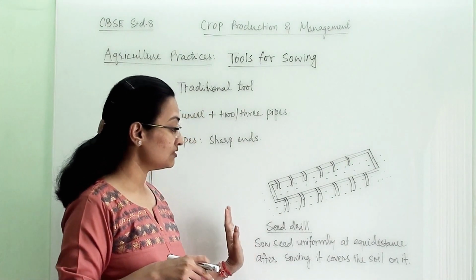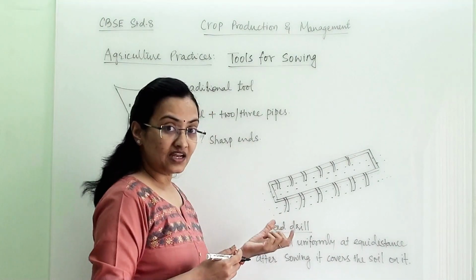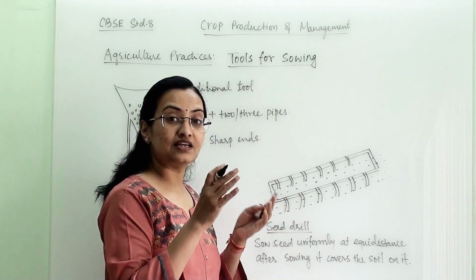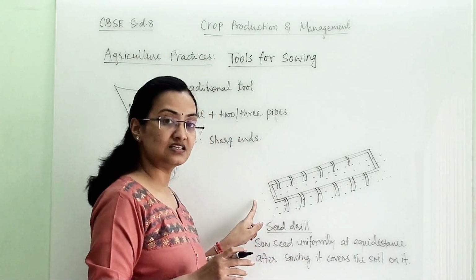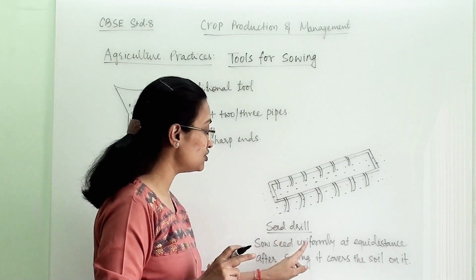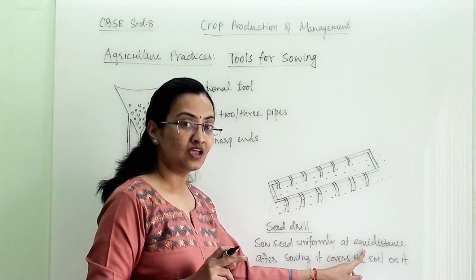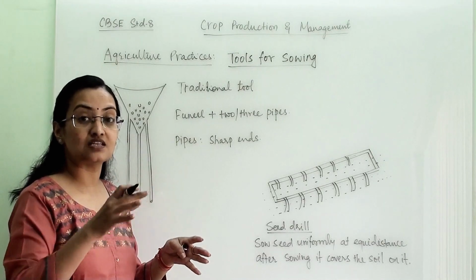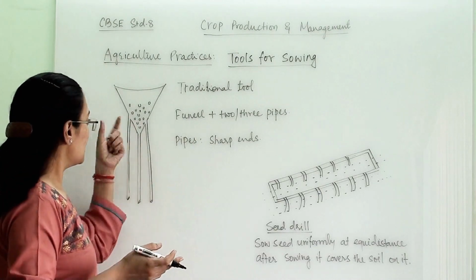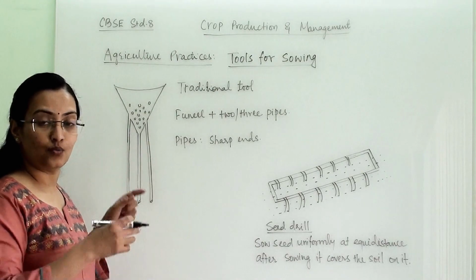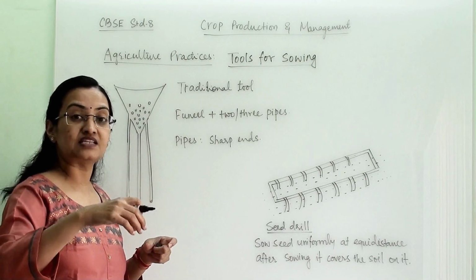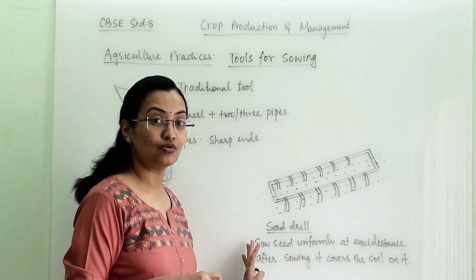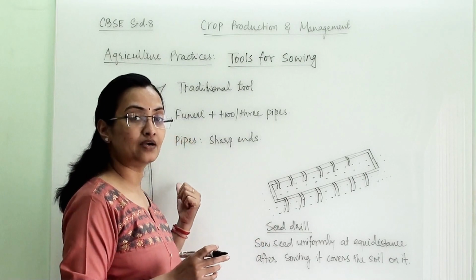Now the modern tool involves seed drilling. As the name suggests, this is actually a drilling. They are piercing the soil, they are putting the seed. But as this is a machine, it will sow seed uniformly at equidistance. And here sometimes what will happen is that at some place more seeds will be there, some place there will be no seed, because this pipe should work perfectly fine when they are piercing and when they are placing the seed on the land. But this is manual, whereas this is a machine. So it will work uniformly compared to the funnel.